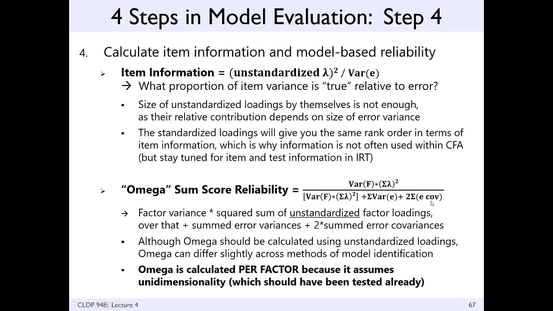And this last part in the denominator here, that is where you stick in any error covariances. So local independence was the other thing alpha assumed. The errors were uncorrelated. If you have to add some error correlations to make your model fit, they count against you. They lower your reliability. So this is what you would report from a CFA model instead of alpha. You would report omega.